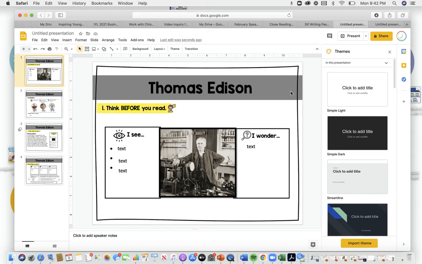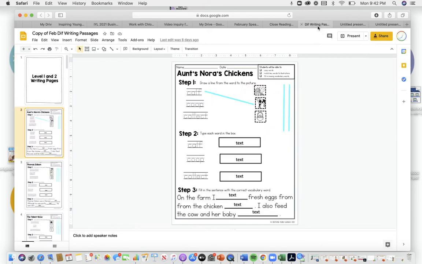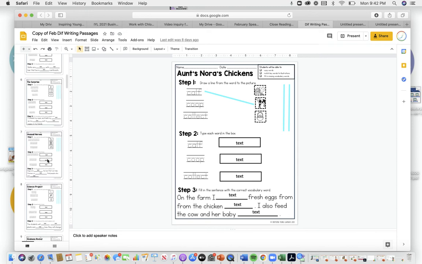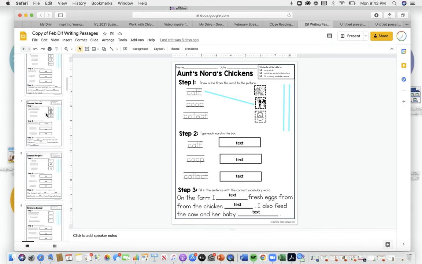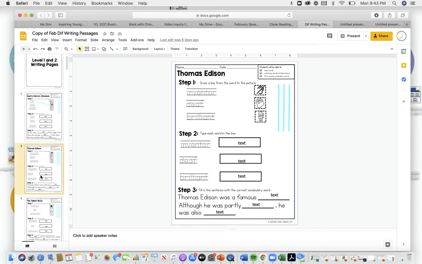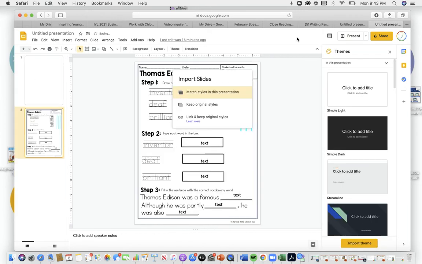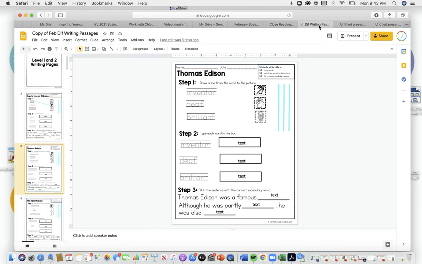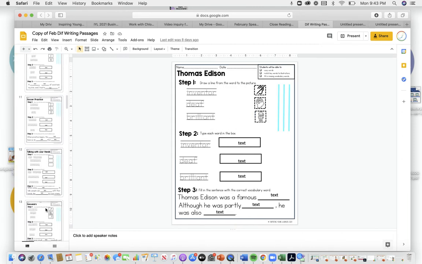But if you do have some more time, the best way to finish your lesson is by using the differentiated writing passages that go along with those reading passages. So this is something new that we have. And so this you can see here, we have Thomas Edison. There's three different levels. So I'm going to take these and I'm going to put them into a new activity so that the students don't get confused.